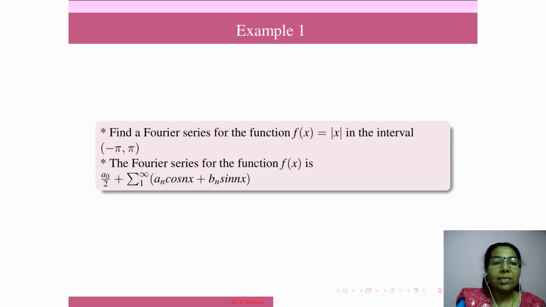Now we can see some examples of how to find a Fourier series for a given function. Let us find the Fourier series for the function f of x equal to modulus of x in the interval minus pi comma pi. Here we are using the formula of the Fourier series, that is, a naught by 2 plus summation n equal to 1 to infinity a n cos nx plus b n sin nx.